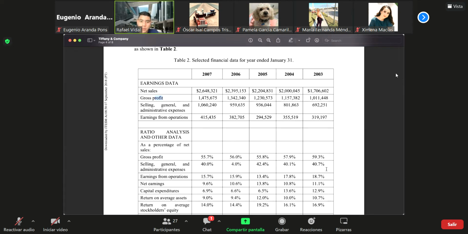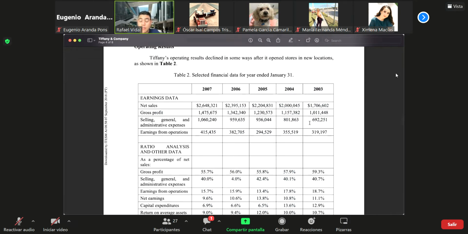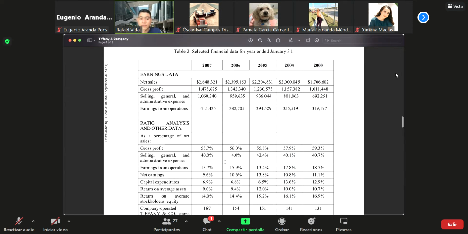So that's good. What this means is that this number that we see in the income statement, even though it is increasing, is increasing at kind of the same rate as the net sales. So that's why this is staying stable.